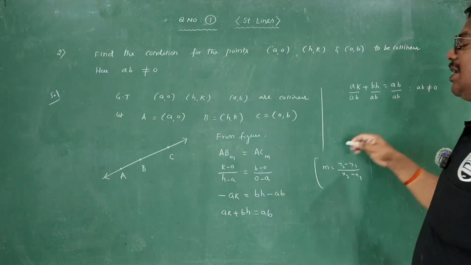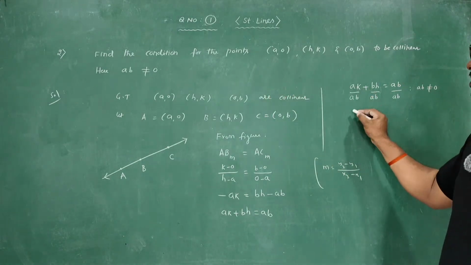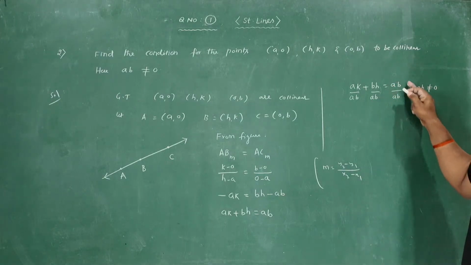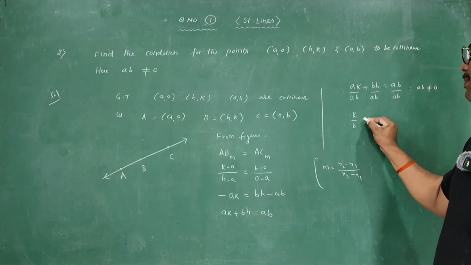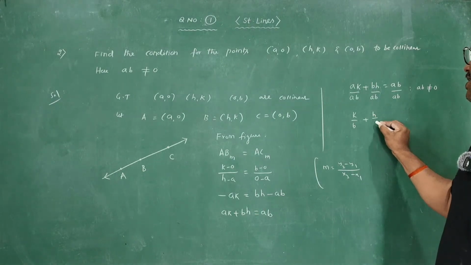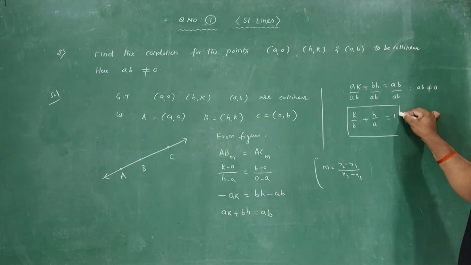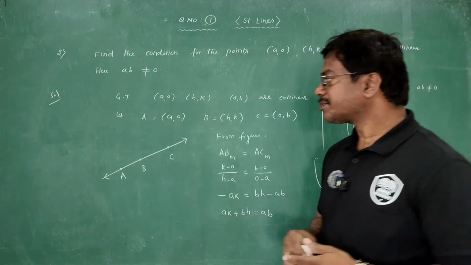Since the condition AB not equal to 0, you can write AB in the denominator part. AA gets cancelled. Here BB gets cancelled. And in the right hand side AB gets cancelled. Finally we get K by B plus H by A equal to 1. This is your condition for collinearity of given 3 points.